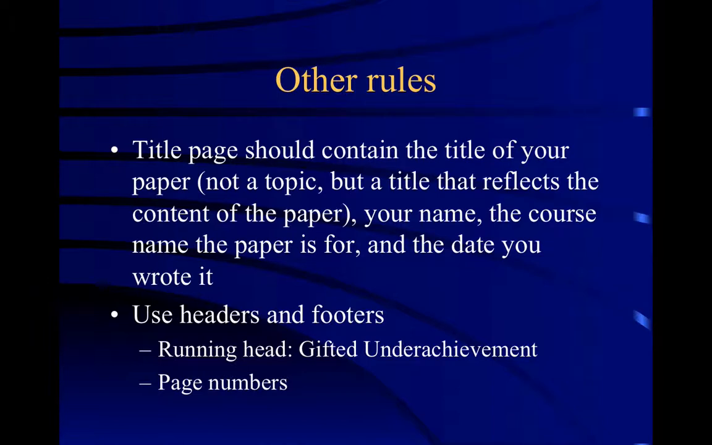Use headers and footers. In the header on the title page, you'll actually put something called running head, and then you'll have a shortened version of your title, Gifted Underachievement. Again, you actually type out the words running head with a colon and then a shortened title of your actual title of the paper. And you're also going to use page numbers in the right-hand corner of the header. So the running head is over on the left-hand corner of the actual header, and your page numbers are in the right-hand corner of the actual header.